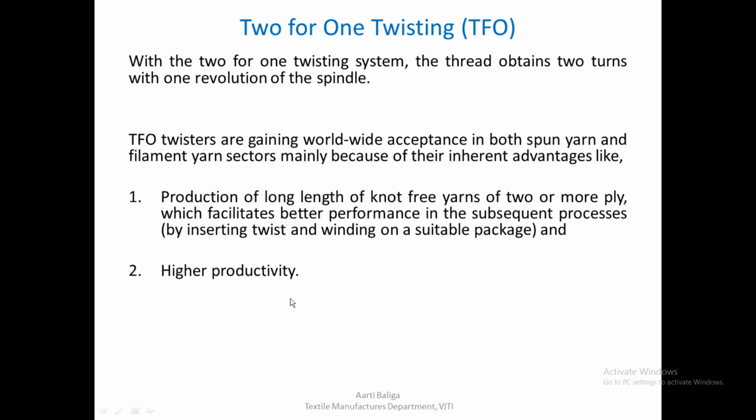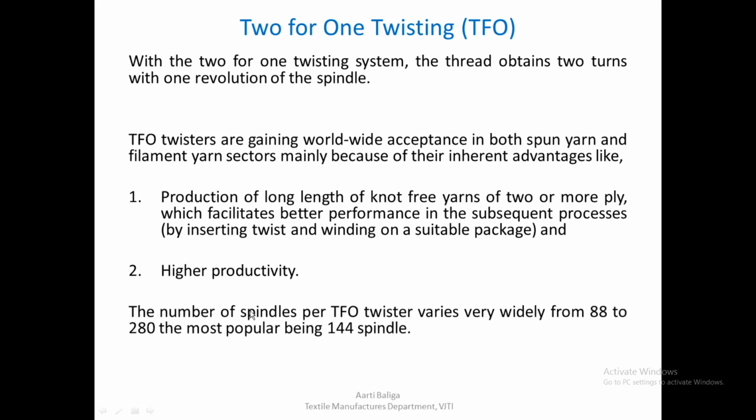And of course, higher productivity, and the number of spindles per TFO twister varies widely from 88 to 280, the most popular being 144 spindles. So the machines that one might find in the mill are having around this range, and popularly 144 spindles one might find.